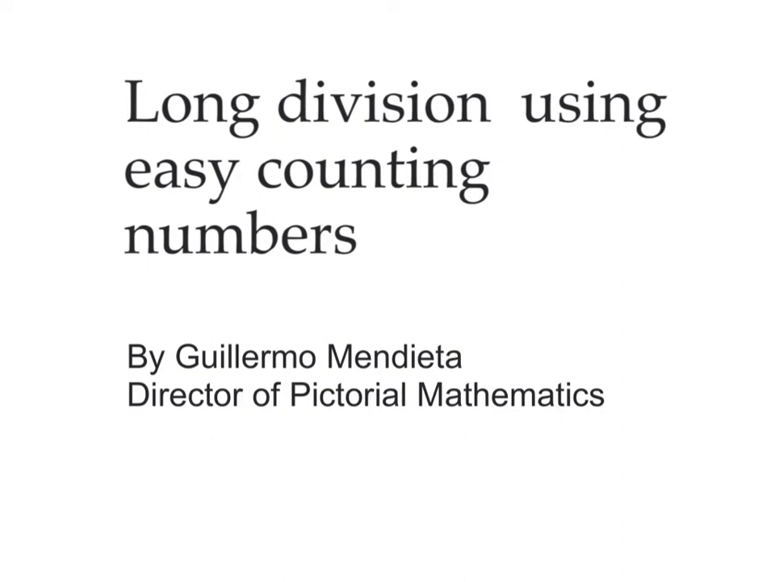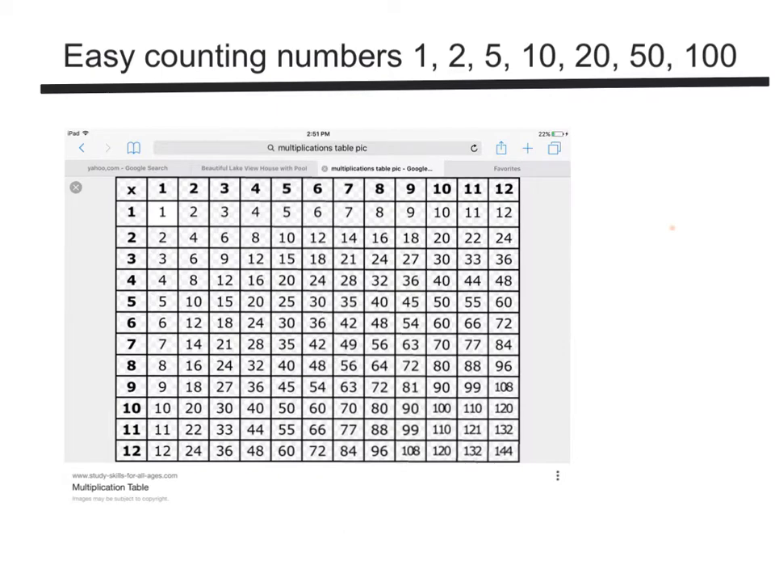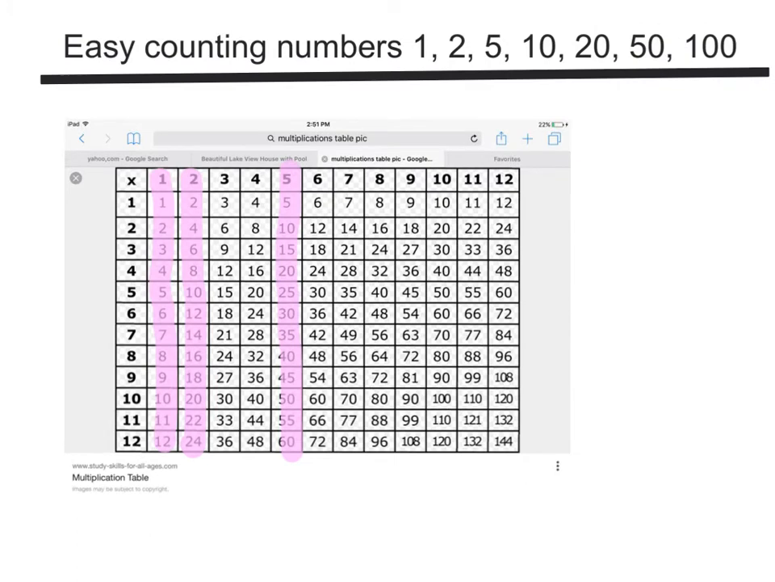Long division using easy counting numbers. When we teach students the traditional algorithm for dividing, they have to learn many different multiplication facts. With the decomposing method you're about to learn, they only have to learn or know the ones, the twos, and the fives, the easiest times tables, and they will be able to divide any numbers.